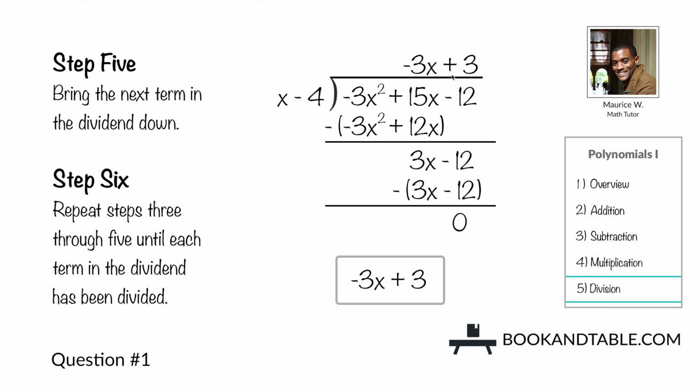So we get negative 3x plus 3 with a remainder of 0. So the quotient is negative 3x plus 3.